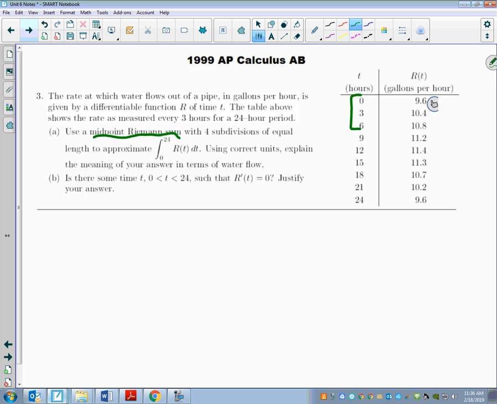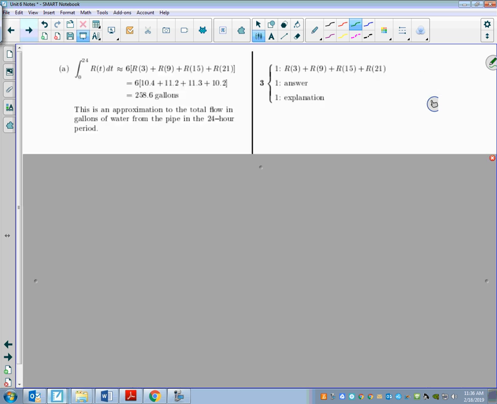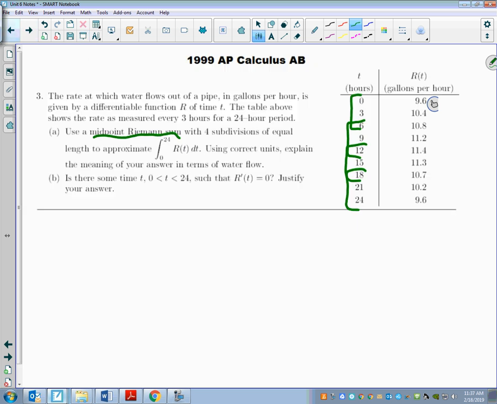If we're using the midpoint, we're going to go from 0 to 6, from 6 to 12, from 12 to 18, and 18 to 24. And so, again, without a calculator, you could leave your answer just like this. Because they're equal length, that's why you could factor the 6 out front. And again, if it's gallons per hour, if we're going backwards, this represents the total number of gallons in that first 24 hours. And notice, you get a point for just knowing what numbers to put, a point for your answer, and a point for your explanation.